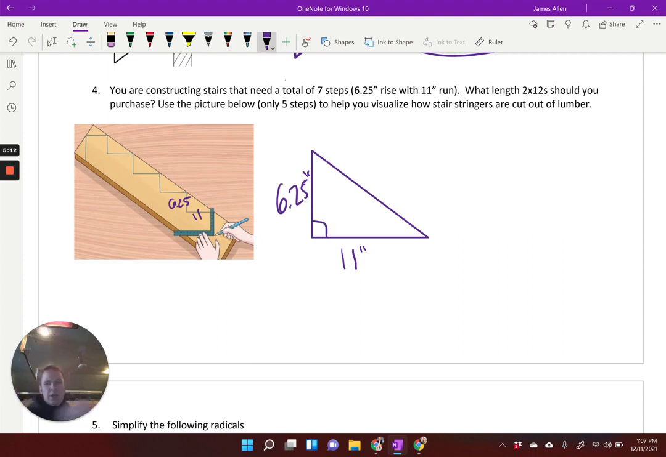That's going to be a right angle because I'm cutting out these perfect notches for stairs, right? It's not going to be some weird angle. Could I figure out what that length is right there? Yeah, it's a right triangle. I can use Pythagorean theorem. 6.25 squared plus 11 squared equals x squared.